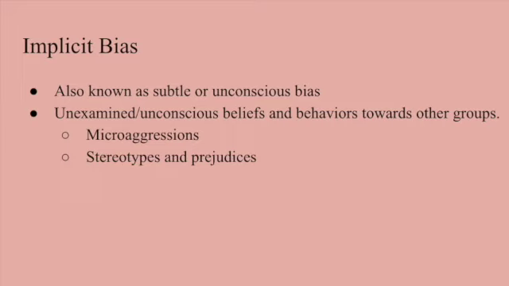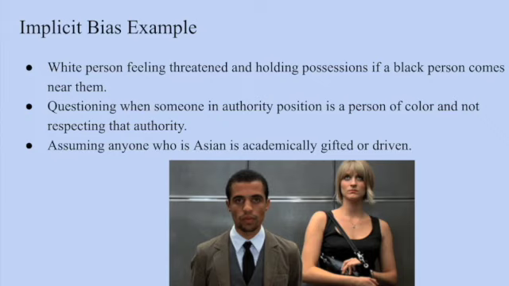Next is implicit bias. This is also known as unconscious or subtle bias. These are certain beliefs and behaviors one might have towards a racial group that they're not aware of or have not examined yet. An example of this would be a white person feeling threatened and holding their things if a black person, specifically a black male, were to come near them.